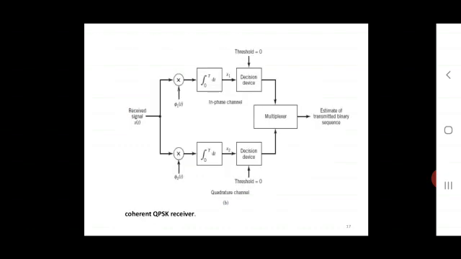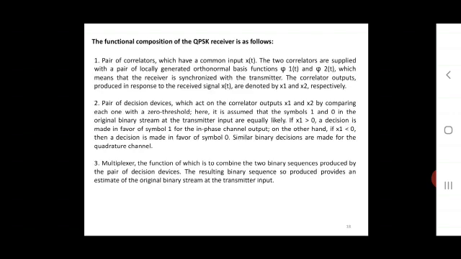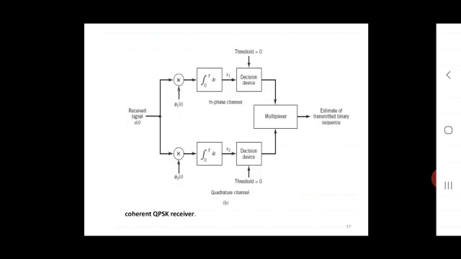Next block diagram is a coherent QPSK receiver. The functional composition of the QPSK receiver consists of a pair of correlators. So look at this circuit diagram of the coherent QPSK receiver. Let us assume here x of t is the received signal from the transmitter through the channel at the receiver end, that is x of t we have assumed.